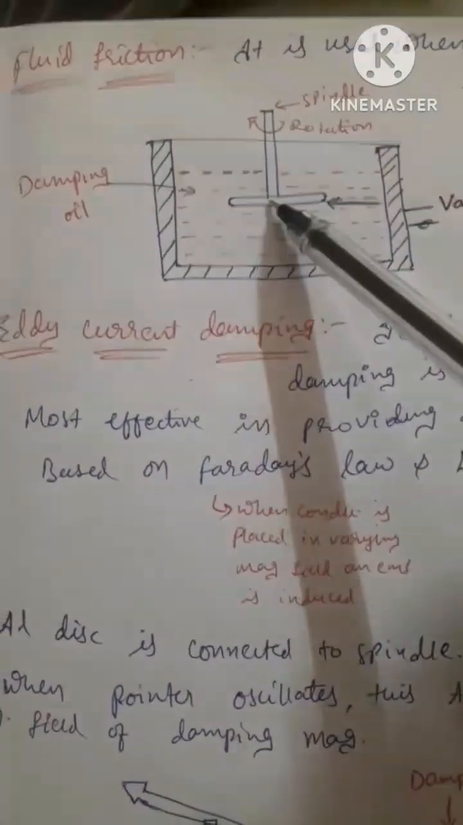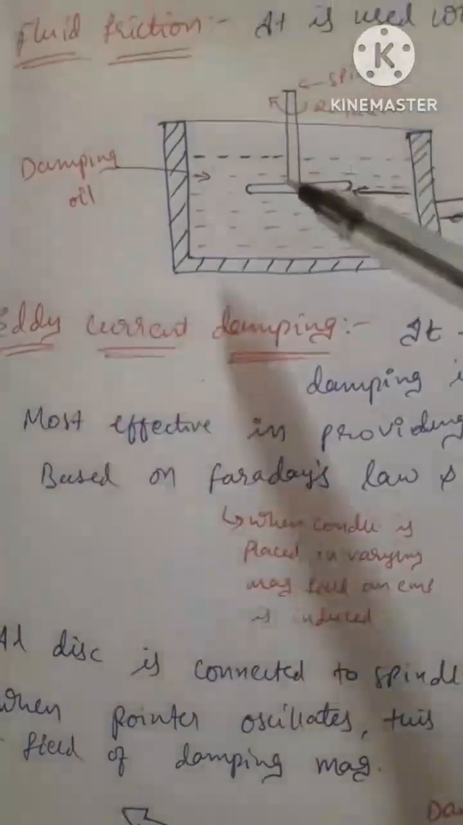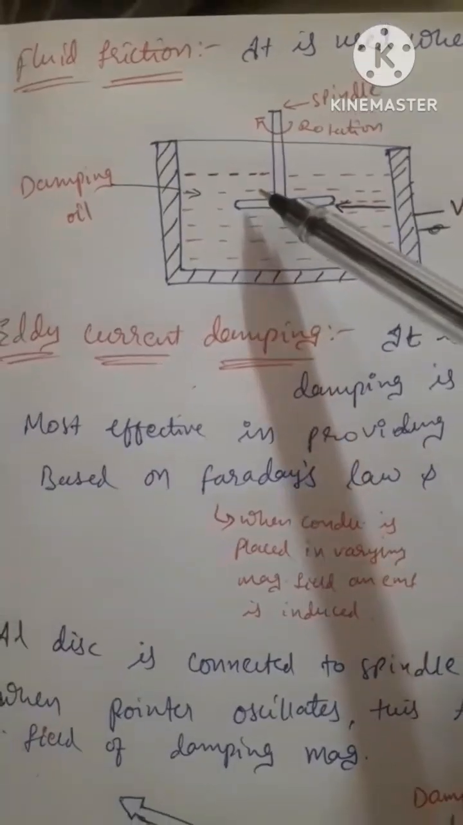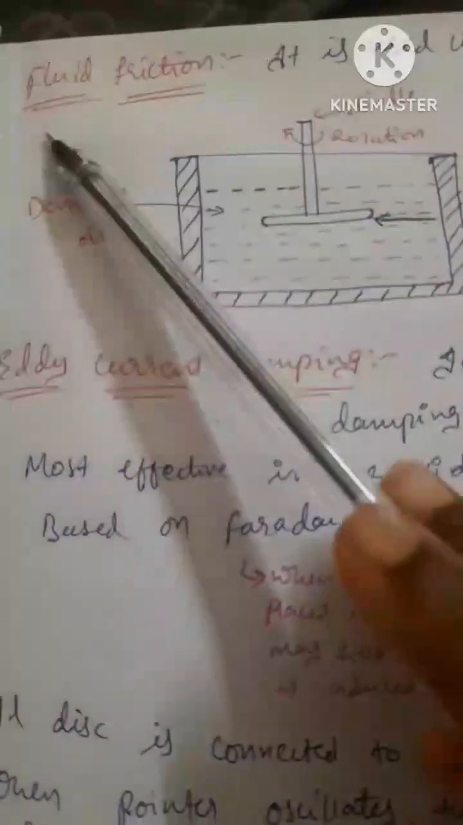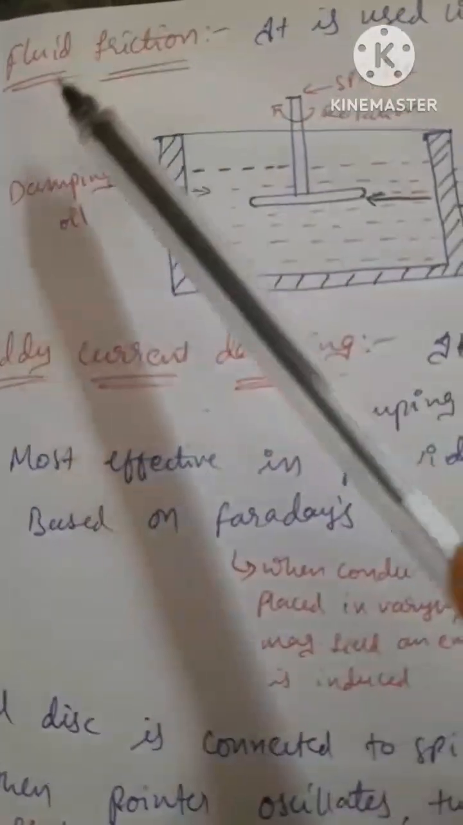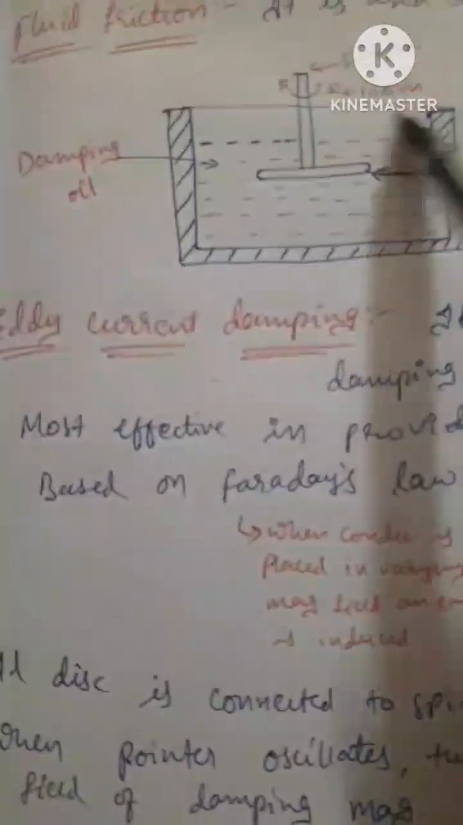So likewise we can reduce the oscillations of the pointer by using fluid friction. So this is about the fluid friction.